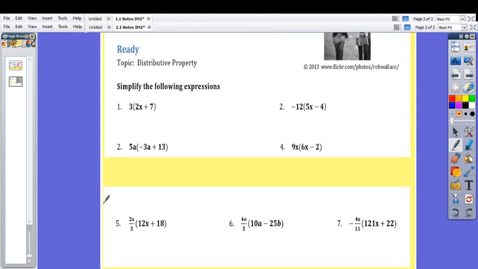Okay, students, let's get some homework out. So this is your topic, distributive properties. Okay, so then we just need to simplify the expressions.